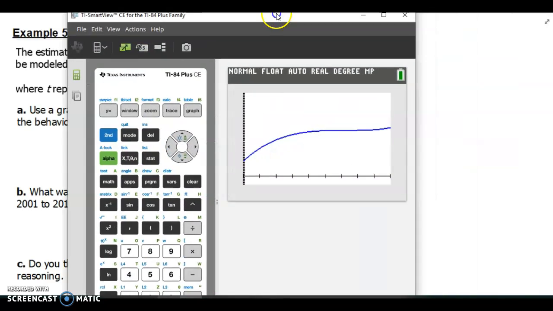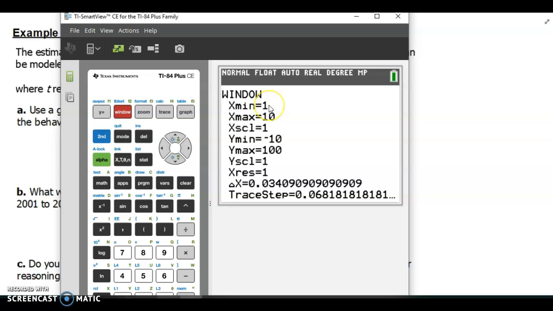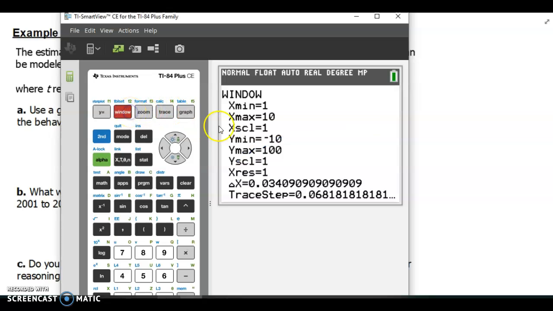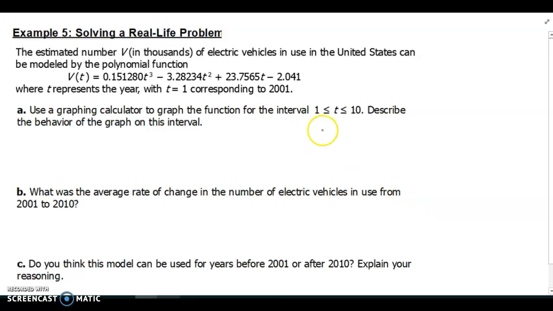Okay, so this is what I graphed. I made my window, my x value or my t, from 1 to 10. That's all I did. I also altered my y window to go up to 100. I'm guessing 60 would probably be enough if you wanted to change it to that. Yeah, that would be enough too. So it looks something like this.